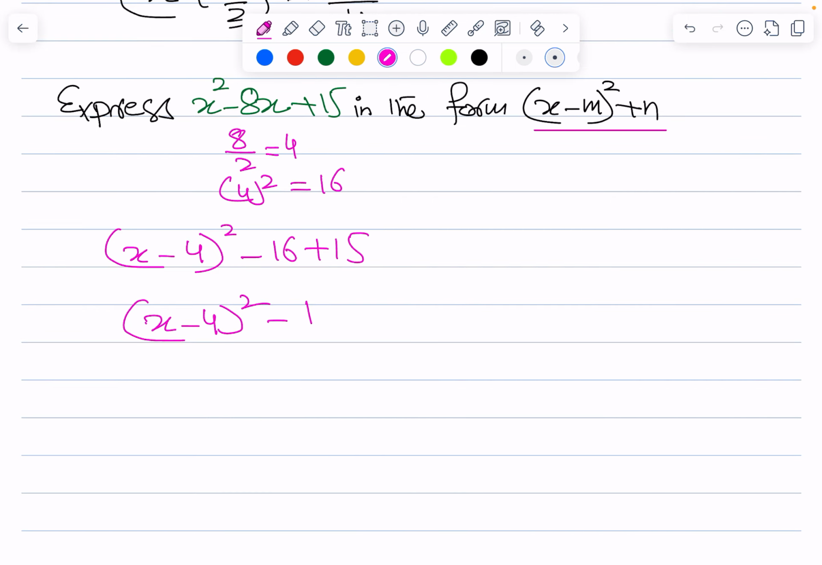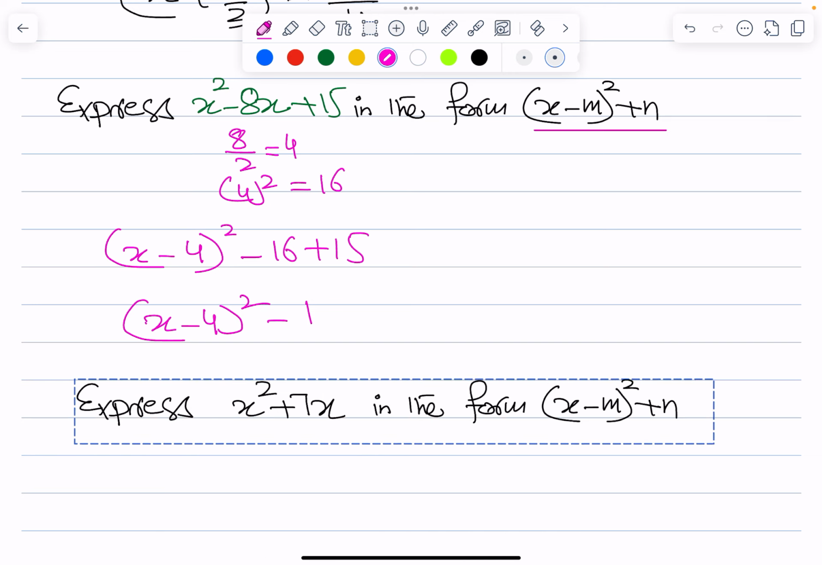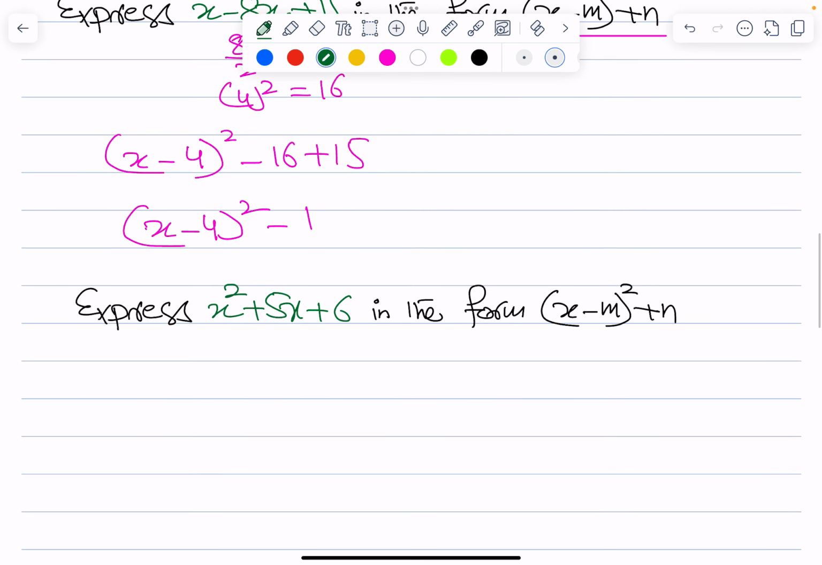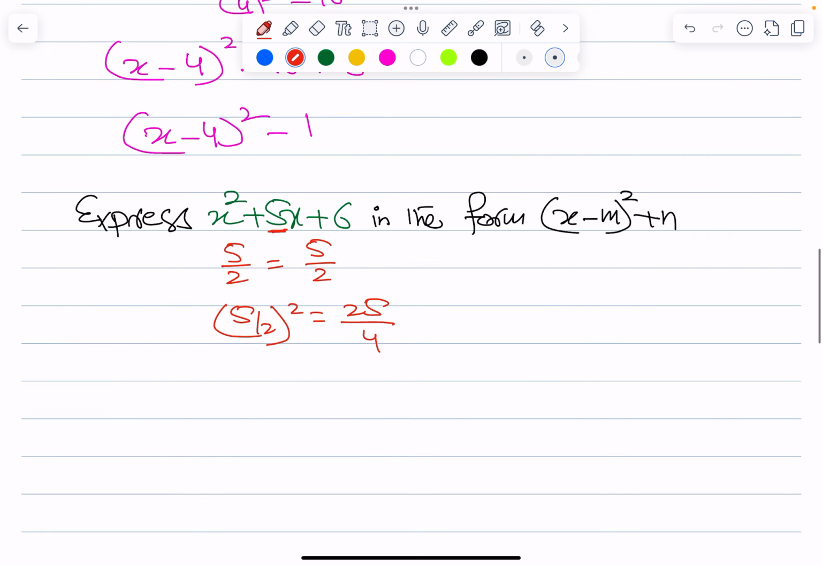Another question in the same form: express x square plus 5x plus 6. First thing, the coefficient of x is 5. Half of 5 is 5/2. The square of 5/2 will be 25/4. Now use the formula.